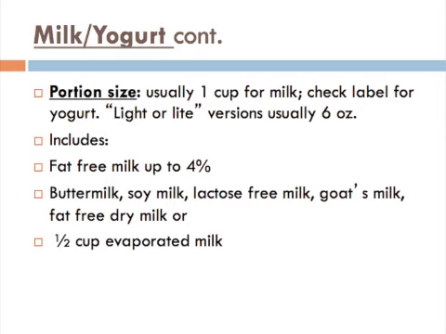Buttermilk, soy milk, lactose-free milk, dry milk, those have the same amount of carbohydrate and calories, usually per serving, as your other milks do. Evaporated milk, about a half a cup is a portion size for that.